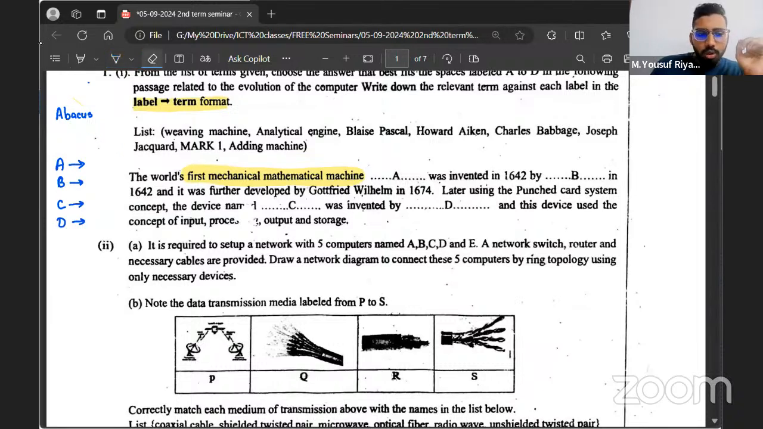Okay. And also, we don't know who the inventor of the abacus is. So one thing to keep in mind, abacus was used earlier, around 5,000 years ago, only for basic calculations, but that is not a mechanical device, right? So that's not the suitable answer. So what do you think is the correct answer?